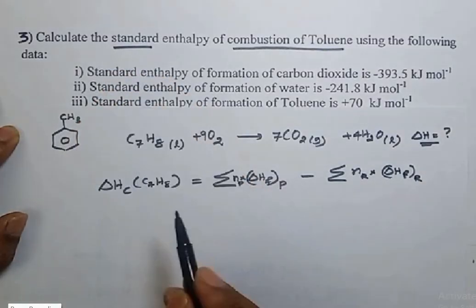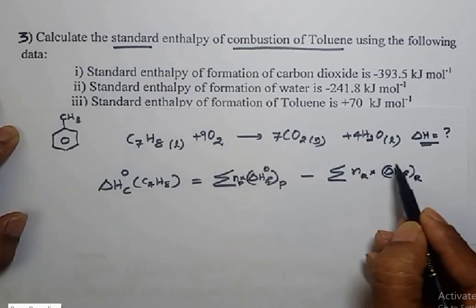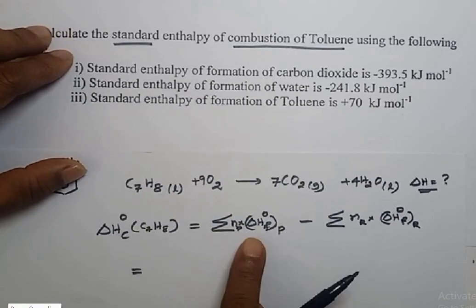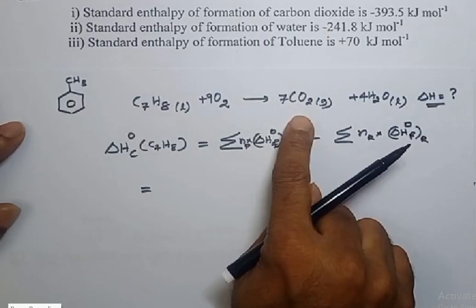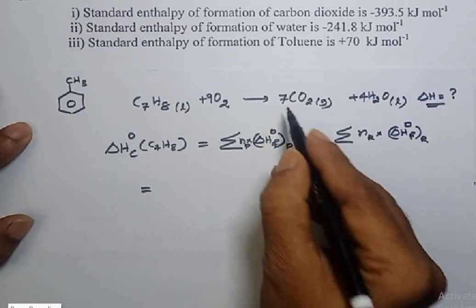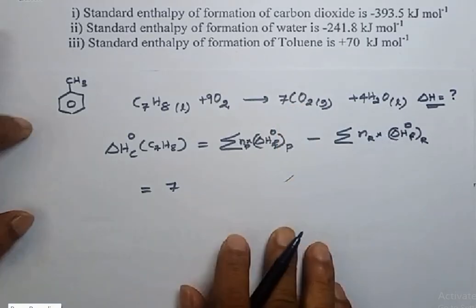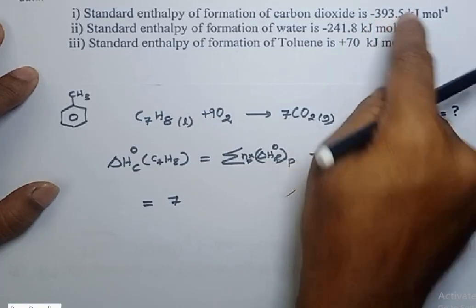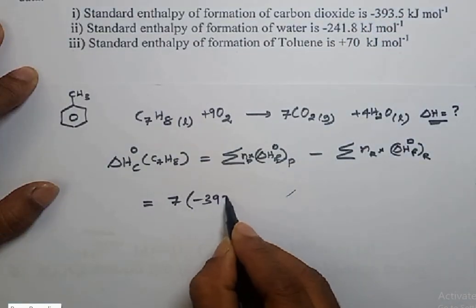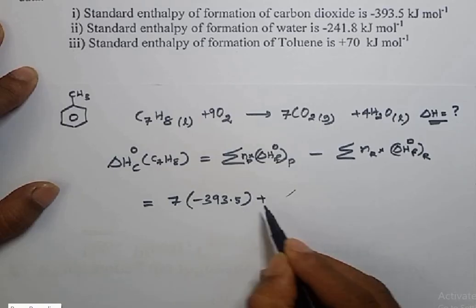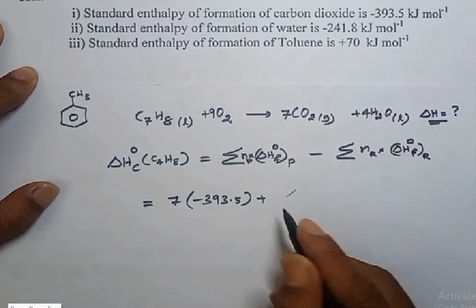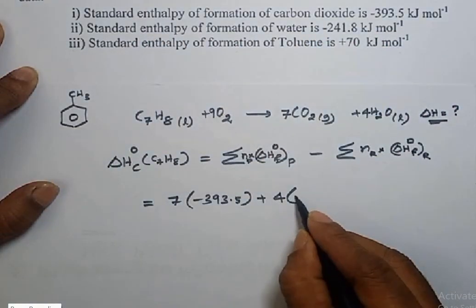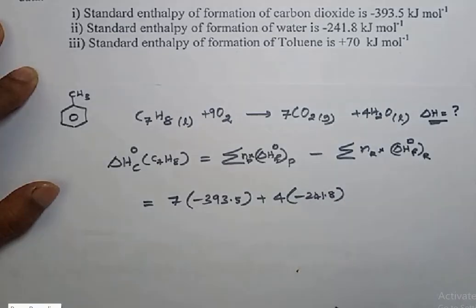Right? And here it is given standard state, so put standard condition. Everything in standard condition. Okay. So how to get this? See what are the species we have in the product side? In the product side, we have carbon dioxide and water. How many moles? 7 moles. So 7 moles of carbon dioxide. For carbon dioxide, the enthalpy of formation is given. Enthalpy of formation of carbon dioxide is minus 393.5. So I'll put that minus 393.5. Okay. Plus the next product is the water molecule. I have 4 moles. So 4 into, for water, the enthalpy of formation is minus 241.8 kilojoule per mole.